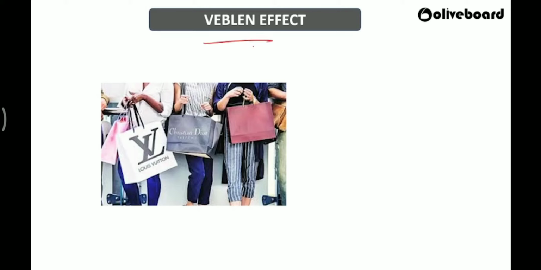That effect is called the Veblen effect. If you are purchasing or demanding a product for your prestige, your status, or your show-off purpose, then that is called the Veblen effect. Basically it is for luxurious and very prestigious products like diamonds, Audi, BMW, Apple. For prestige's sake only, people will buy all those things. So that is called the Veblen effect.